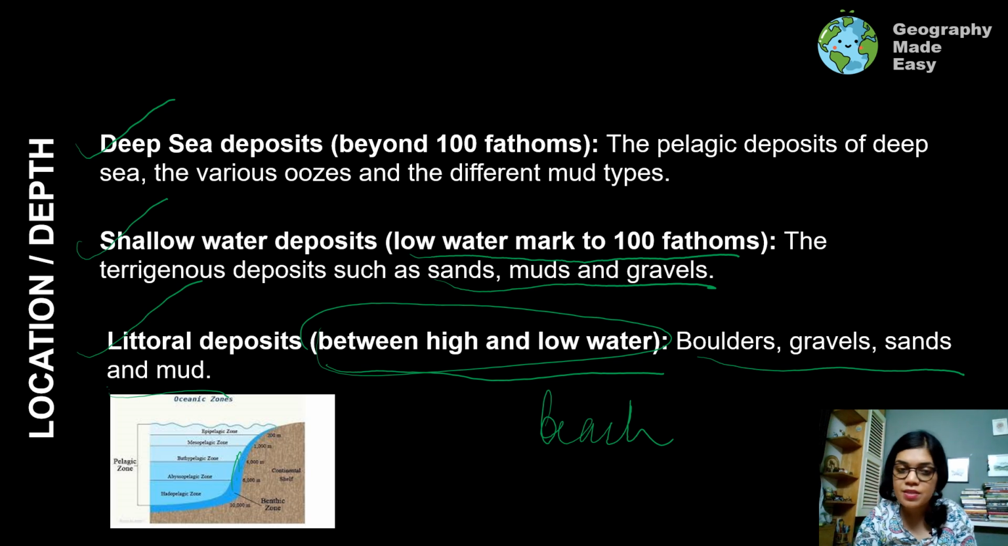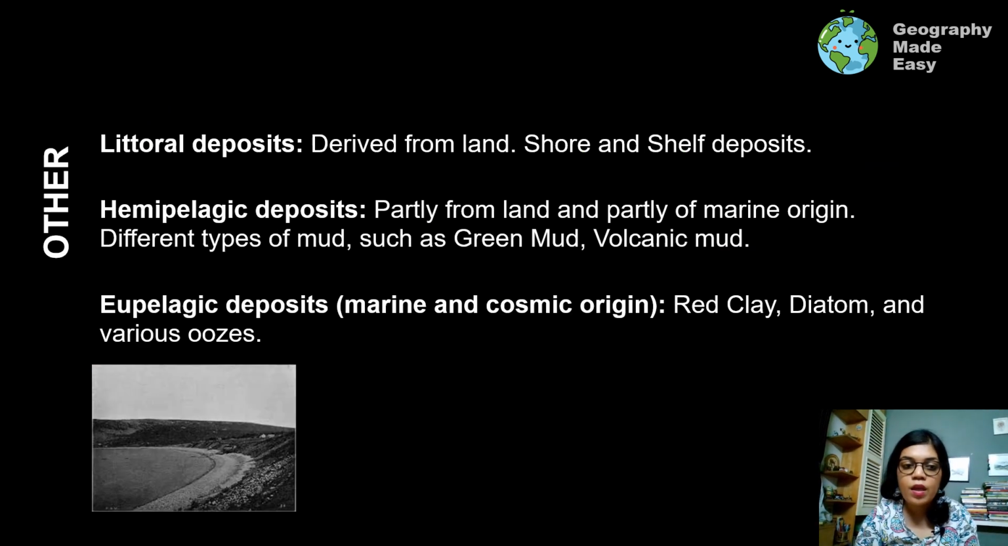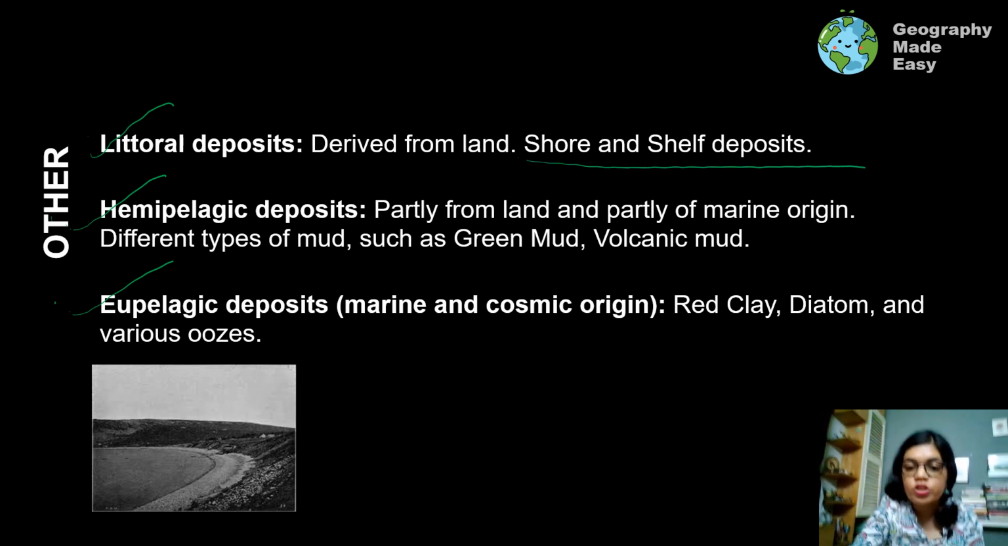And we have the deep sea deposits, also known as the pelagic deposits. We'll be talking about them later. They are the oozes and the different muds which are seen in the deep part of the ocean. Then we have the other classification, given by certain oceanographers, which talks about three classes: the littoral, the hemipelagic, and the eupelagic. Littoral deposits are those deposits which are coming from land, so the shore and the shelf deposits.